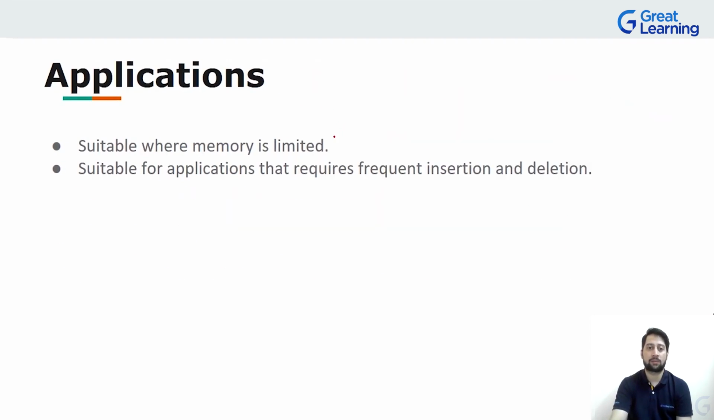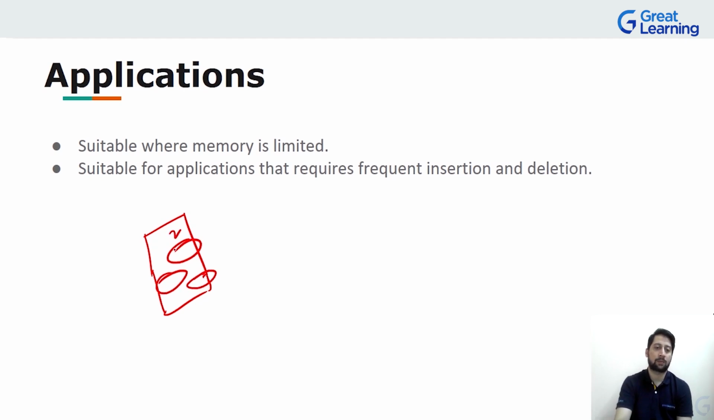Now let's talk about applications of linked list. As we have already seen, if memory chunks are available here and there, let's suppose 4 bytes are here, 4 bytes here, 4 bytes here, we can use these to store 3 or 4 elements, and we can link them later on. So if you have a system where your memory is very limited and you want to use that memory to its full extent, linked list is suitable for those conditions. You can easily go for linked list.